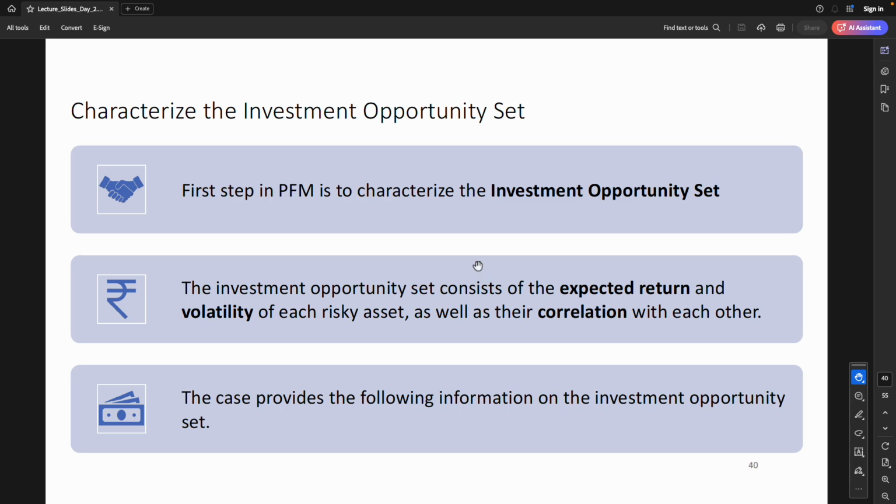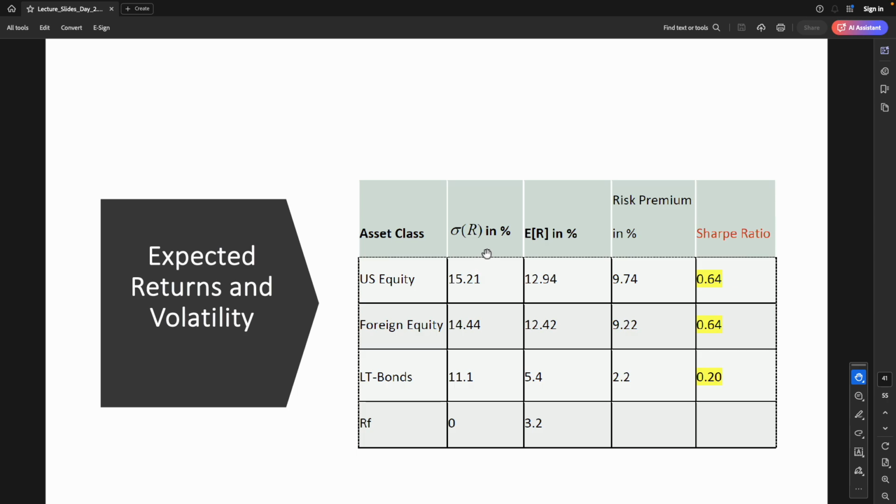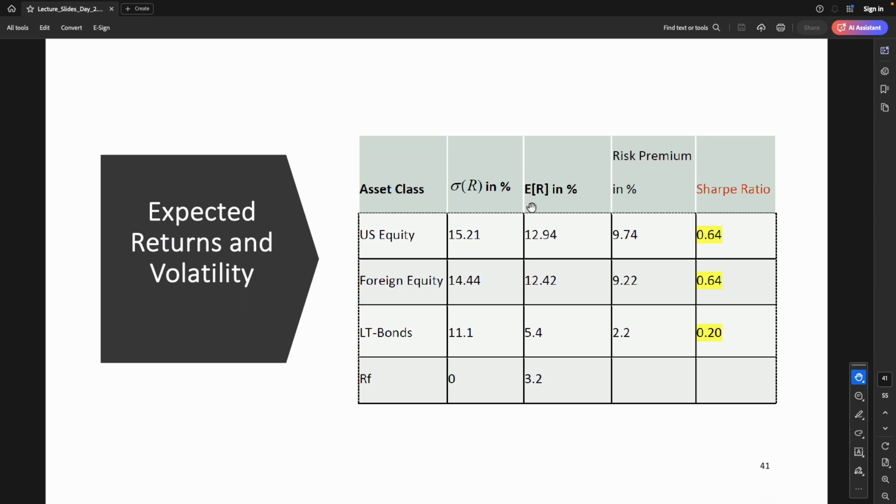Okay, now in the case study, that information is given here. We have asset class, US equity, foreign equity, long-term bonds, and volatility. The risk-free rate I did set to 0 volatility by definition, since the risk-free rate has no vol. In the case, the rate is 3.2%. Now we have long-term bonds. I don't go through all the numbers, but these are the metrics. You can get that from the case.